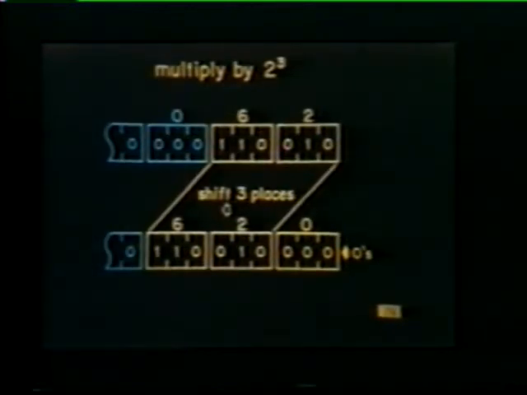Multiplying by 2 to the 3rd power is accomplished by shifting 3 places to the left. Here the effect is similar to decimal because 3 places indicate one octal digit. The 3 shifts have converted the number 062 to 620. Again, notice the zeros that are shifted in from the right.